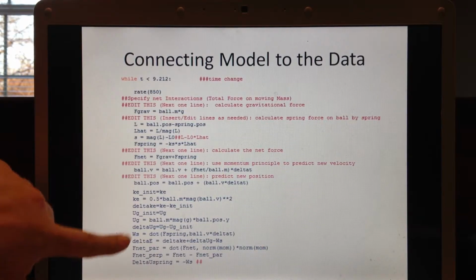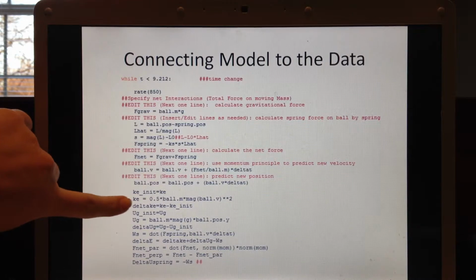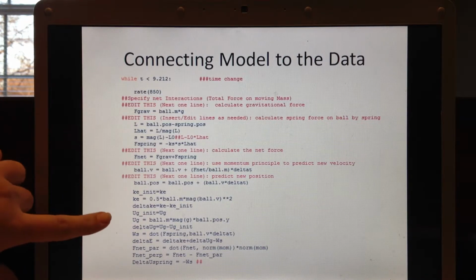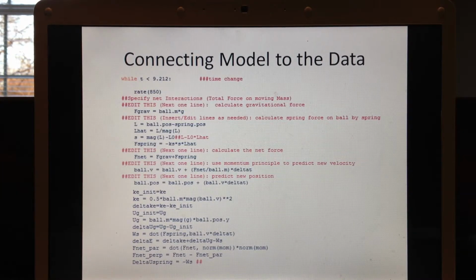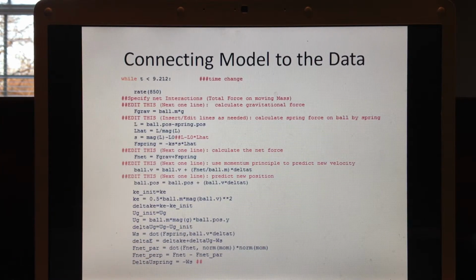Down here you can see where we calculated all of the different energies. Kinetic energy is just 1/2 mv squared, which you can see right there. Delta, the change, is just take the old one minus the new one and you get the change. For potential, you see ball mass times the magnitude times the ball's position gives you that potential, which is just the gravitational. The magnitude is the magnitude of the g, the constant. So that gives you the gravitational potential energy, which is what we have in our system. Work is just the dot product between the spring force and the ball's velocity times the change in time.